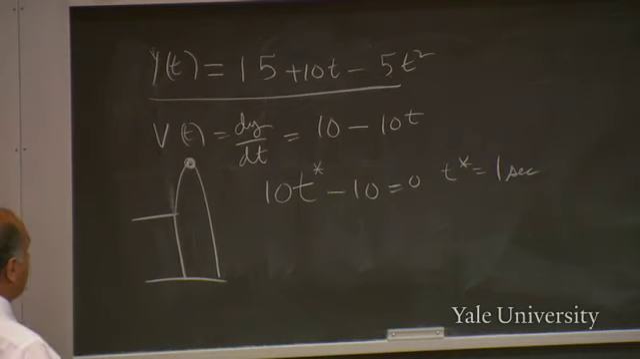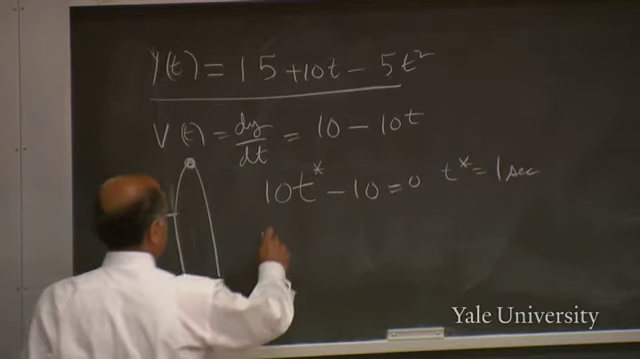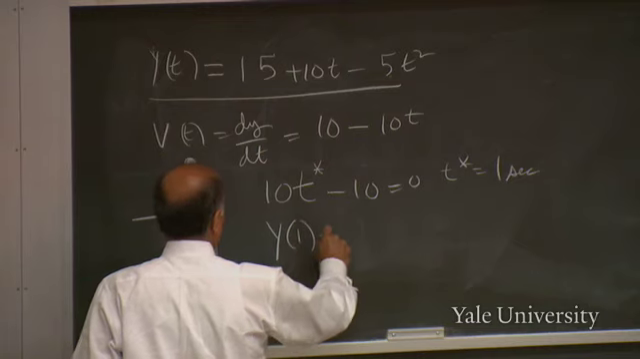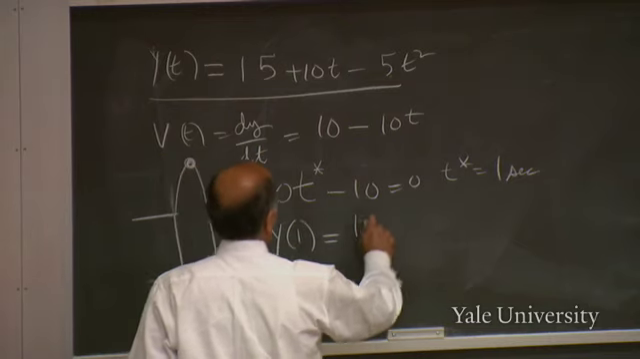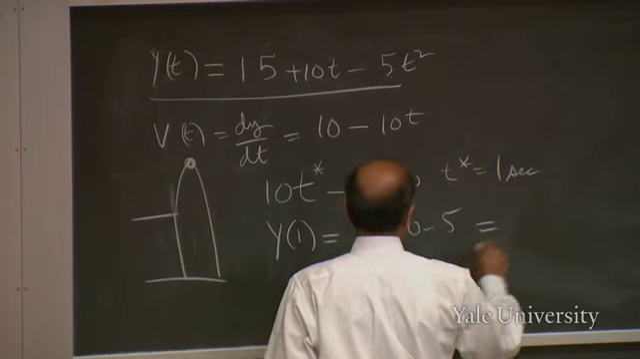Now we are done, because now you can ask, how high does it go? Then you go back to your y of 1, and y of 1 is 15 plus 10 minus 5, which is what, 20 meters.